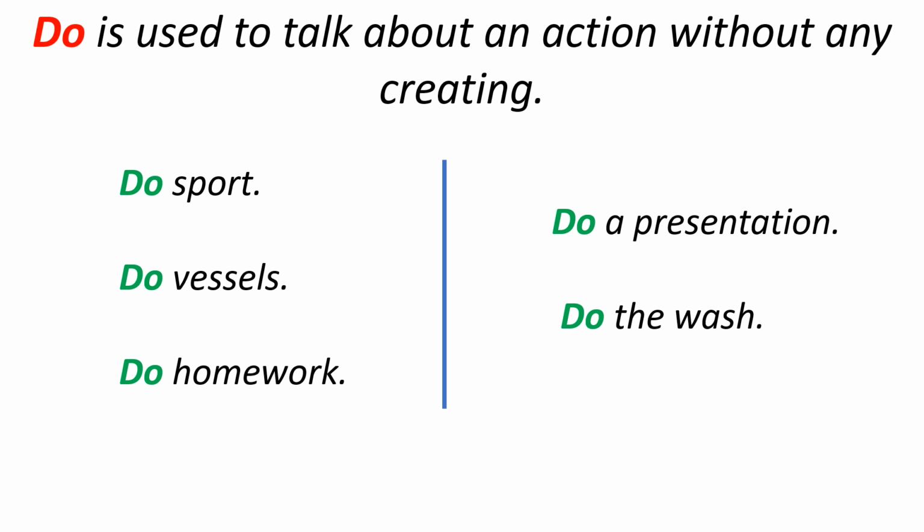The third example is do homework. So in this expression, you might say that you are creating a homework that doesn't exist before. But the homework is created by the teacher or someone else. So you must just complete it. Homework is just completing. So you didn't create anything. You just complete. Clear?